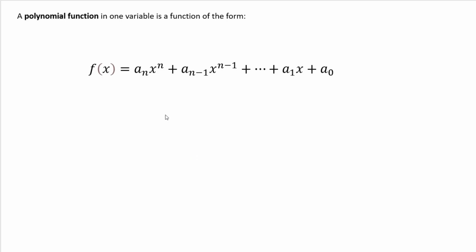So a polynomial function in one variable is a function of the following form. Let's try to understand what we see here. First of all, we can see that this function involves different terms. And most of those terms have variable x, well, except this last one.